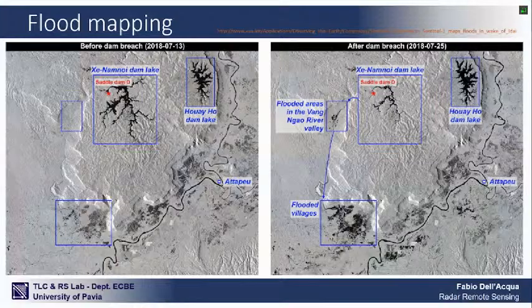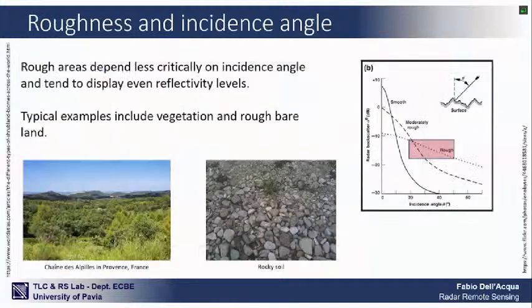So after the dam broke, you can see that the amount of water obviously decreased a lot, and downstream, you can observe flooding. Again, why? Because of the mirror reflection, which is granted by the smooth surface of water.